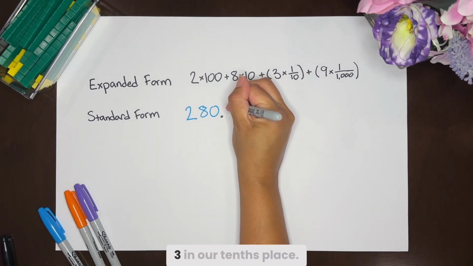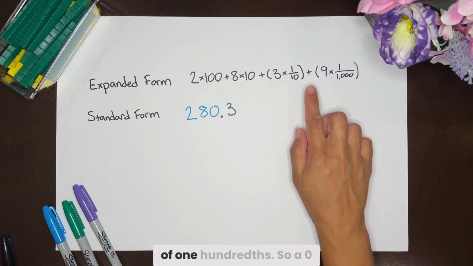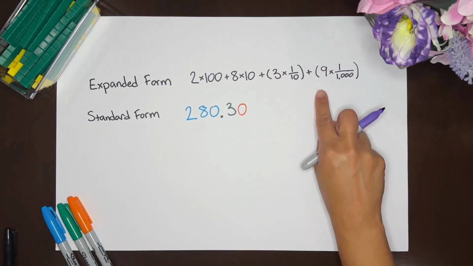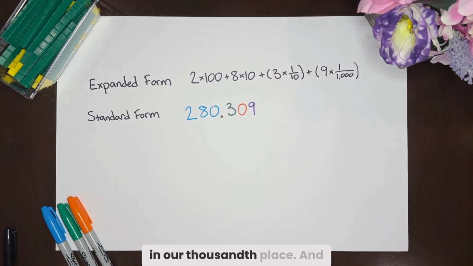So we have a 3 in our tenths place. We have 0 groups of 100th. So a 0 in our hundredths place. And finally 9 groups of 1,000th. So a 9 in our thousandth place.